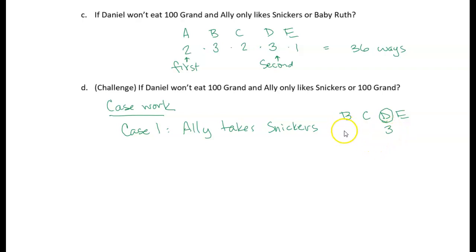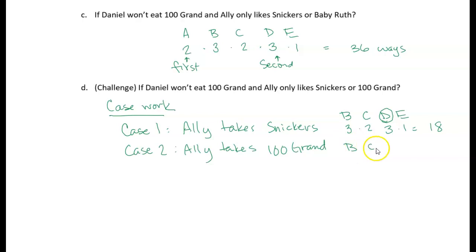Okay. And then the others aren't picky, so we've distributed 2 of the candy bars, so there's 3 choices left for Brianna, 2 for Kaden, and 1 for Emily. Okay, so that turns out to be 18 different choices in that case. In the other case, case 2, let's say that Allie takes the 100 Grand.